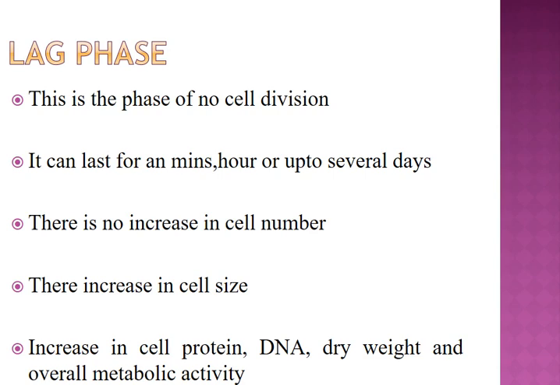They increase in size, they do not divide. There occurs increase in cellular proteins, there occurs DNA synthesis, overall metabolic activity is going on, but no cell division occurs. Therefore, during lag phase, bacterial cells increase in size without division. So this is lag phase. In simple words, it is the phase of acclimatization or adjustment.